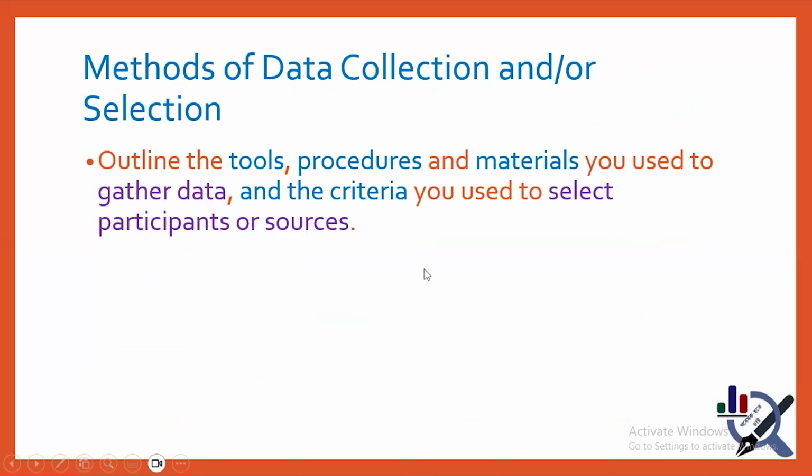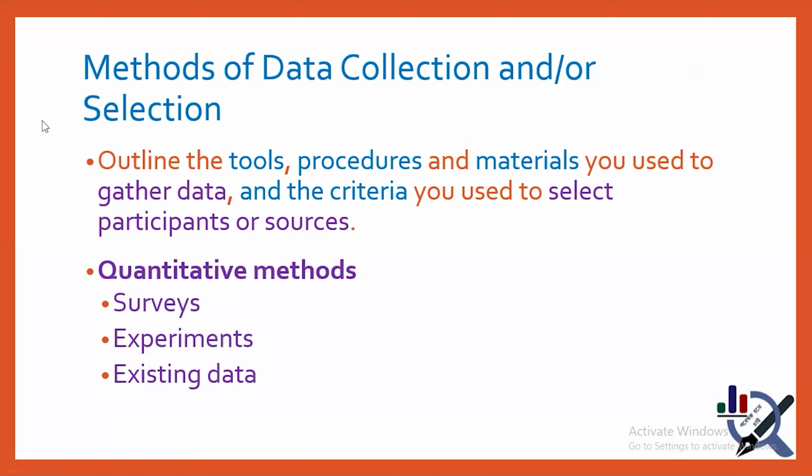And again, you have to mention, as I already said, the data collection and/or data selection process. Outline the tools, the procedures, the materials you use to gather data, and the criteria you use to select participants or sources. Just for example, you are doing a survey.